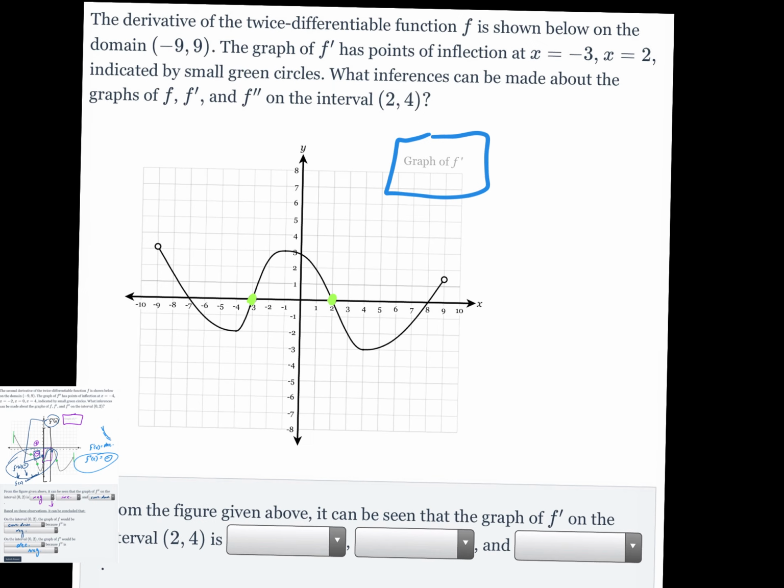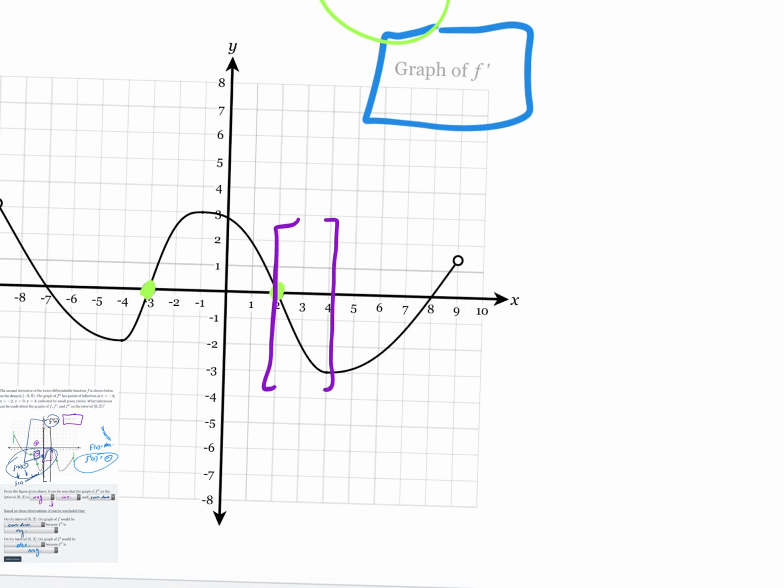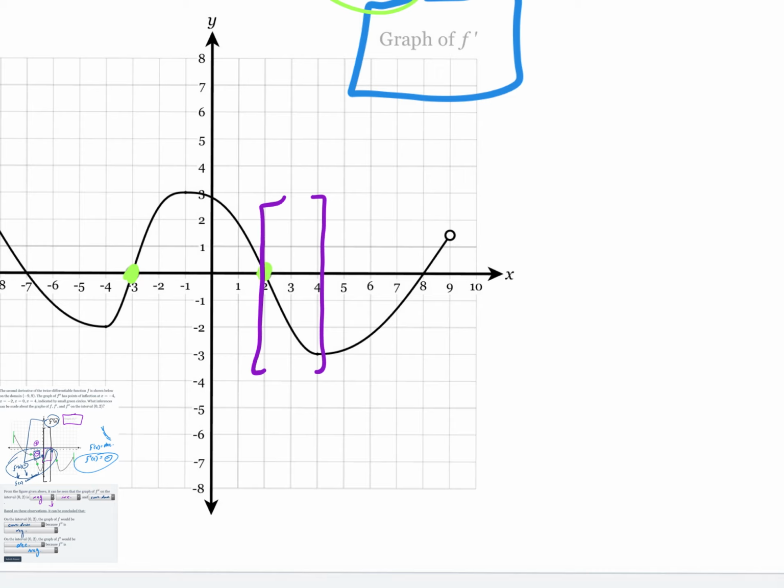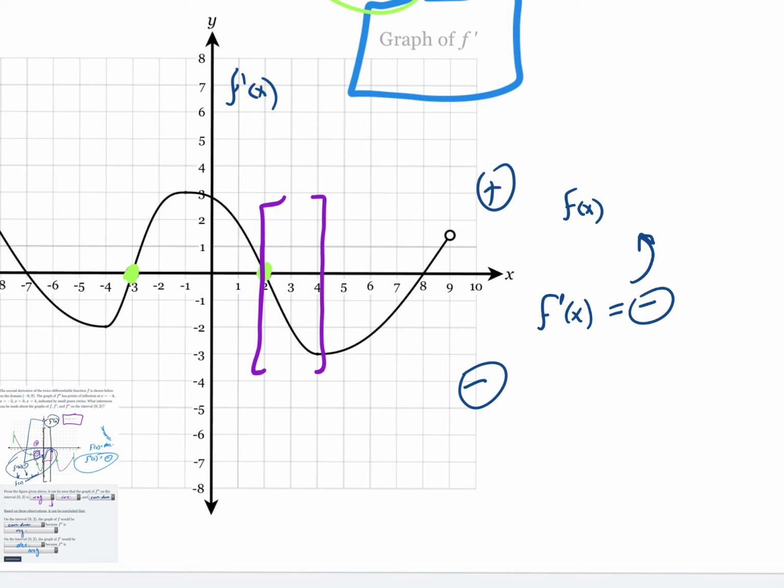Here we are looking at the f prime graph, and we have an interval of 2 to 4. So here is 2 to 4. We're looking at this region. And again, this is the f prime x graph, and these are the positive values for this f prime x graph, and these are the negative values for that. So we have negative values, which means that's the slope of the tangent lines. That means we'd have negative slopes here, and that function would be decreasing, right?